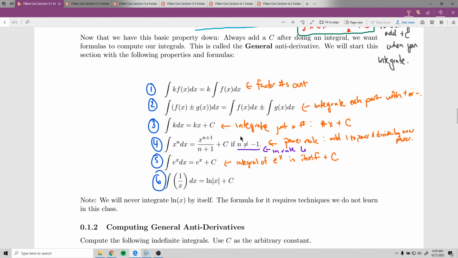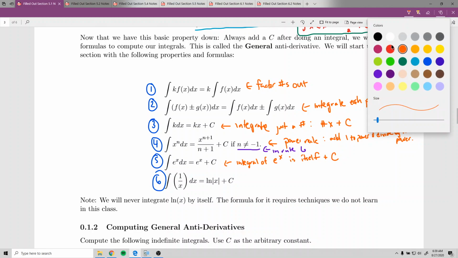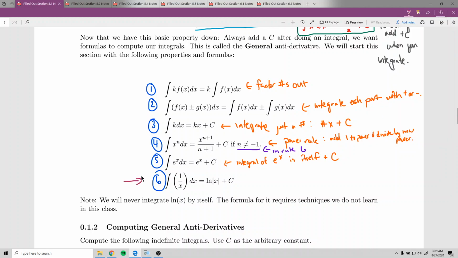And then the last one, like I said, this is when you integrate 1 over x, n being -1, x to the -1 power is the same thing as 1 over x. And I'll just go ahead and point that out. That's always nice to point out. That's why we have a separate rule.